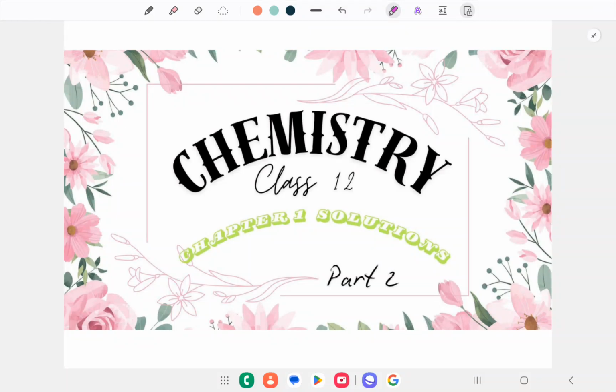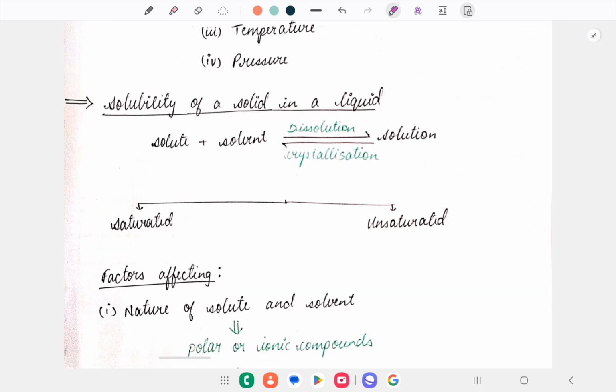Good day, everyone. Today we are going to start part 2 of chapter 1, which is solutions. We have already completed part 1, that is the concentration terms, and today we are going to complete the solubility part, which is in part 2. So, first, let's start the topic.